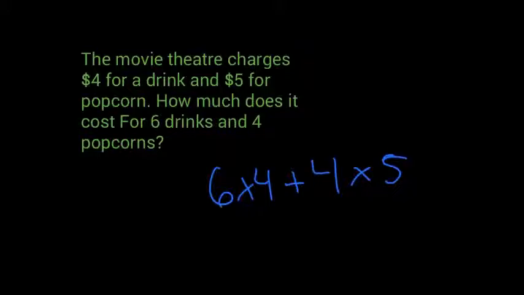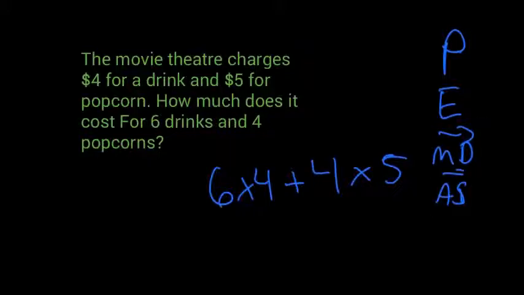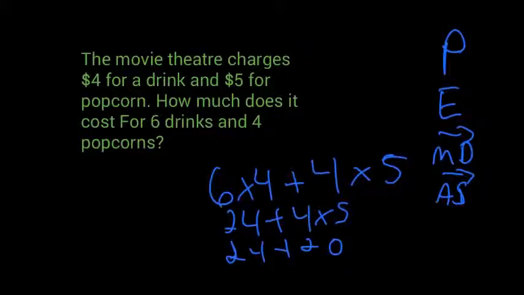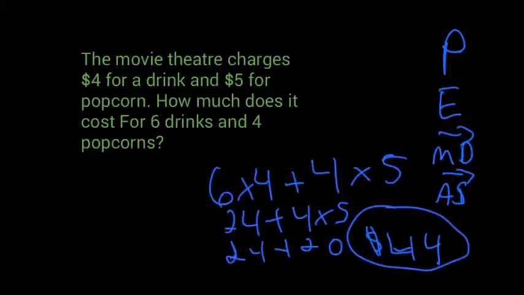So we just follow our order of operations. We have no parentheses, no exponents, so we do multiplication and division from left to right, and then addition and subtraction from left to right. So first multiplication we have is 6 times 4 is 24. Plus 4 times 5. Next we have 4 times 5, which is 20. So we get 24 plus 20. So that would be $44 for 6 drinks and 4 popcorns.